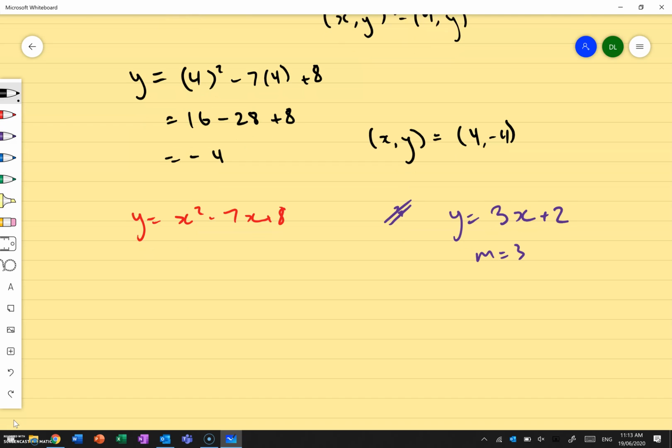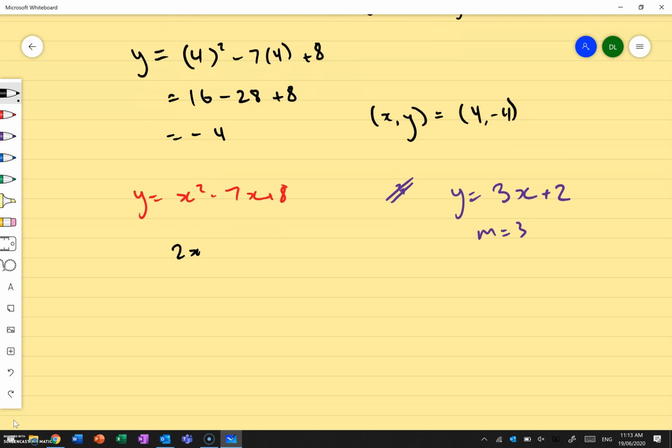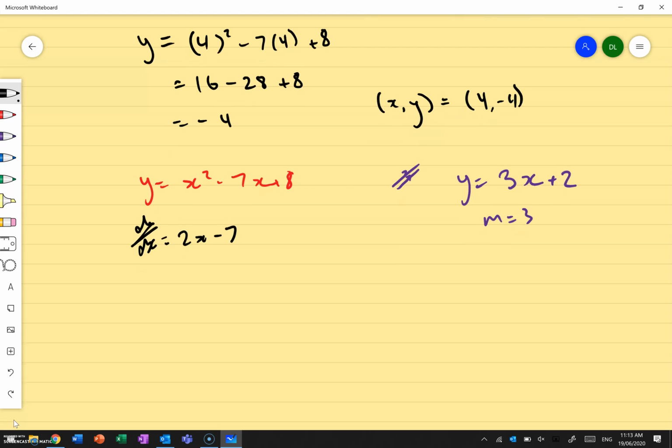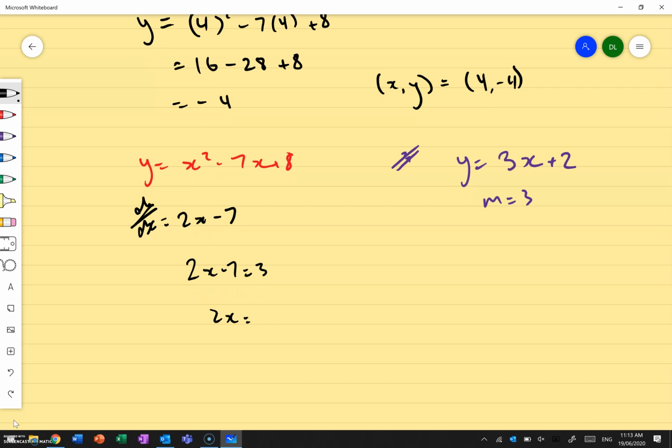So I go ahead and do the same thing. I find the derivative, which is dy/dx equals 2x minus 7. My gradient is 3, so I let it equal 3. So 2x minus 7 equals 3. I add 7 on both sides, so 2x equals 10. x equals 5, you get the idea. And then I substitute x equals 5 back into the original equation.